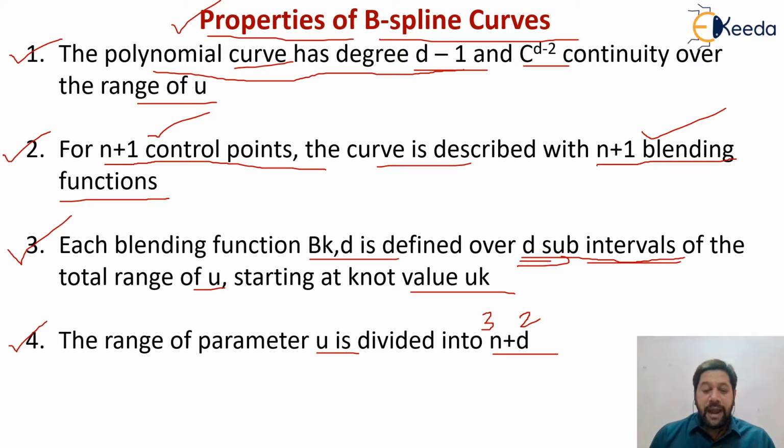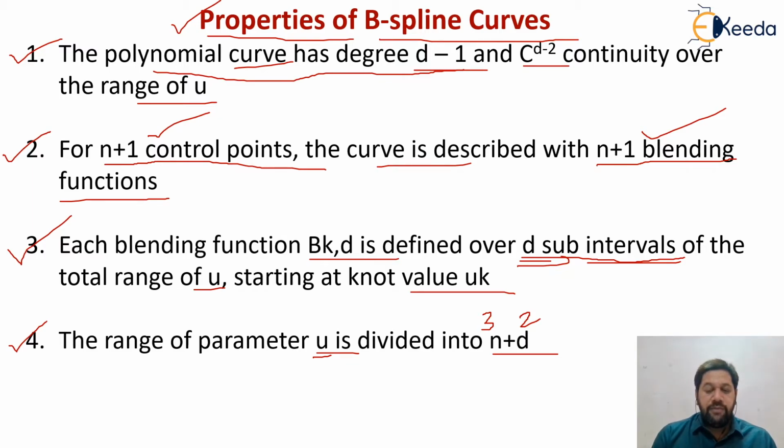Then definitely the value of u will range from 1 to 3 plus 2, which means 5. So I consider n as my control point and d as the sub interval, which should be added, okay, should be considered, to get the correct shape of the B-spline curve. So these are the first 4 properties of the B-spline curve.